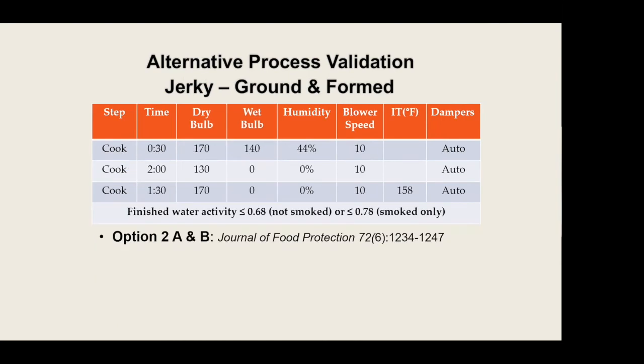Okay, we are moving on to a different paper, and this is for ground and formed jerky products. This slide demonstrates the cook schedule needed to utilize option 2A and 2B in the study, which the only difference between the two is the application of smoke. So a finished water activity of 0.68 would need to be achieved if not using smoke, and a finished water activity of 0.78 would need to be achieved if adding smoke. So please pause the slide to review this option.